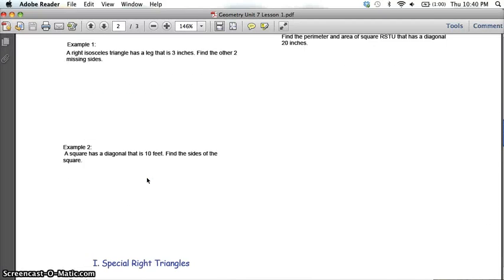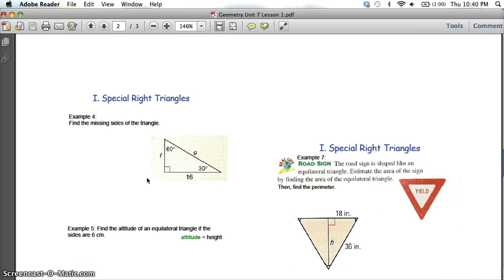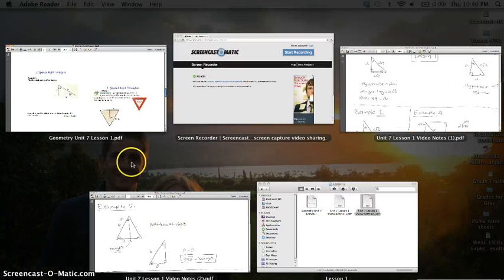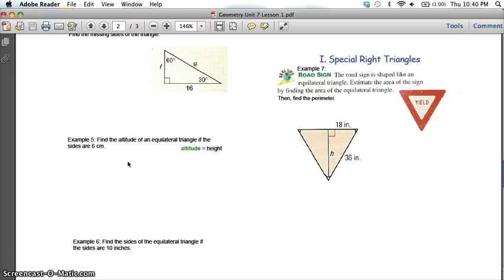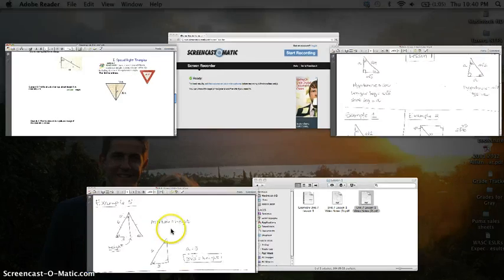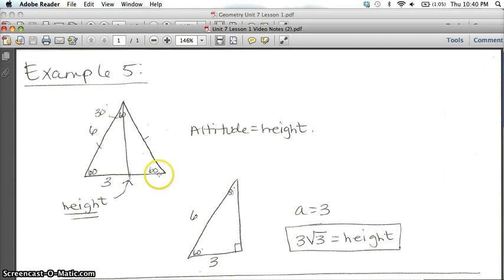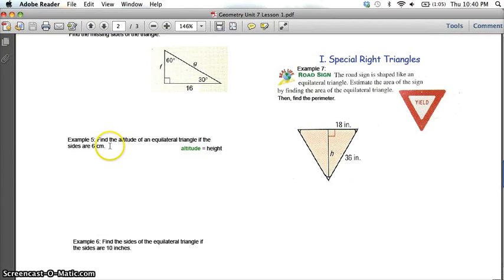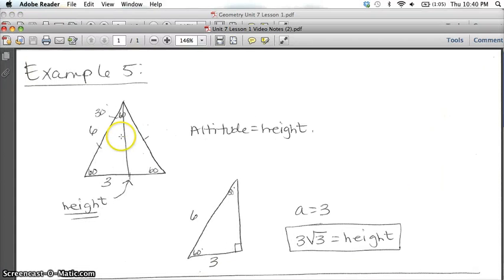Okay, we're going to go ahead and skip example 3, and we're also going to skip example 4, and we're just going to go straight down to example 5. So example 5 says, find the altitude of an equilateral triangle if the sides are 6 centimeters. So we went ahead and set that up. It says in our example that it is an equilateral triangle, okay? And the sides are 6 centimeters. So let's go ahead and set up our equilateral triangle.